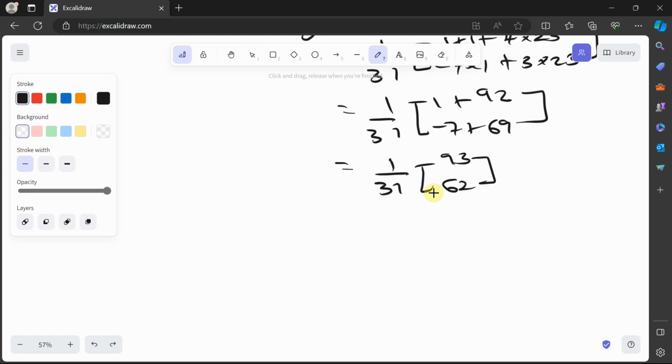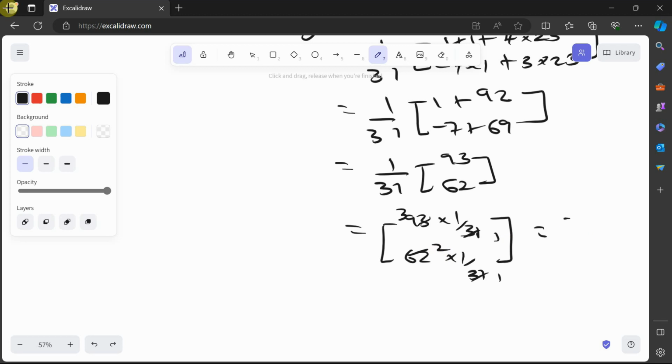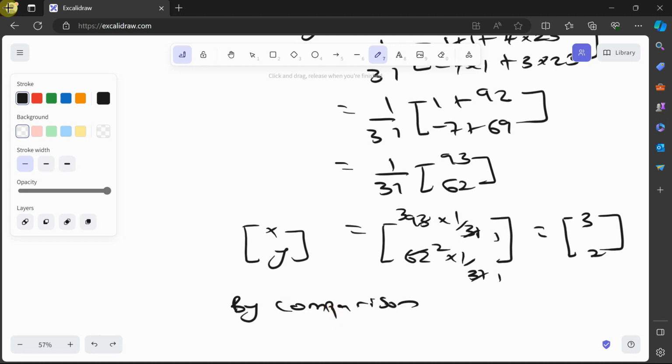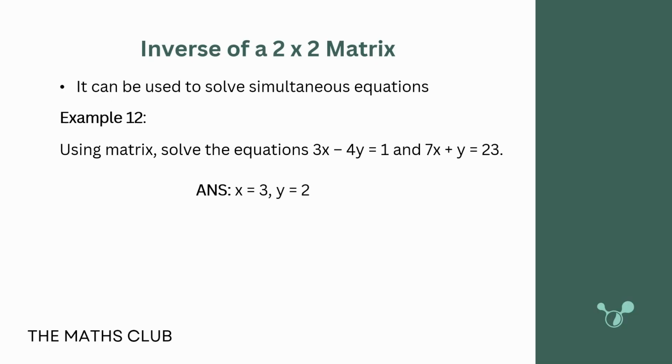Now I can do the scalar multiplication on this small matrix. You can see it's actually very easy now. So that's like saying 93 times 1 over 31 and 62 times 1 over 31. 93 over 31 is 3, and 62 over 31 is 2. So we are saying our x and y, how much x and y is this guy. So by comparison, our x is equal to 3 and our y is equal to 2. So this is how we can use inverse to actually solve a simultaneous equation. Let's see if our answer is correct. x is 3, y is 2.